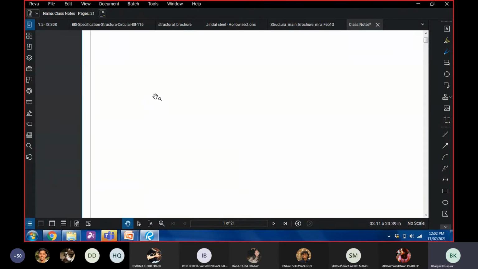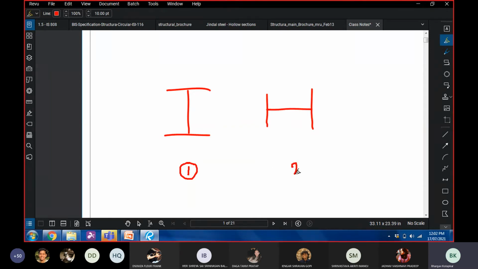Okay, let's make this simpler. If I have an I section placed this way, and an I section which is placed this way, let's call this number 1, let's call this number 2. And if I'm measuring the moment of inertia about this axis, let us say Z, which of the two sections would have a higher moment of inertia about this axis? 1. Why? Because it has more material far from the axis. Perfect answer. Because it is a multiplication of area times distance squared.